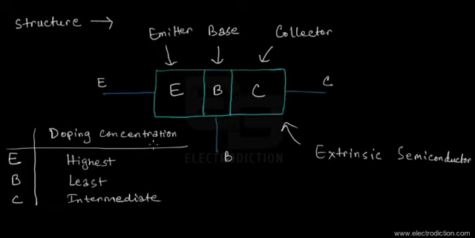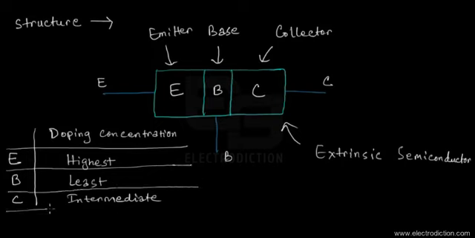So there you go. We got the doping concentrations of all the three semiconductor sections that you can basically find inside a BJT. With the doping concentration in the emitter being the highest, the base being the least, and the collector having intermediate concentration of all. All right, so that just completes the doping description of this device.